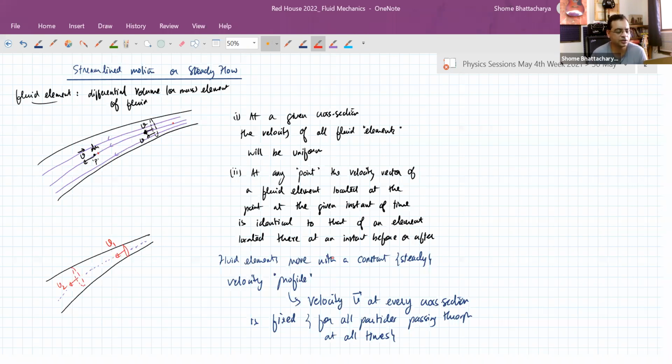But at the same time, the traffic is moving in such a way that the distance between two cars always remains the same, and cars never cross lanes. So they follow these well-ordered trajectories, one following the other, in such a way that every car passing through a particular point on the road has the same velocity as the previous car or the next car after that one. So every cross section on the road has a fixed velocity profile.